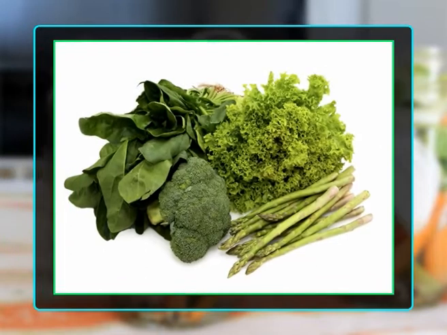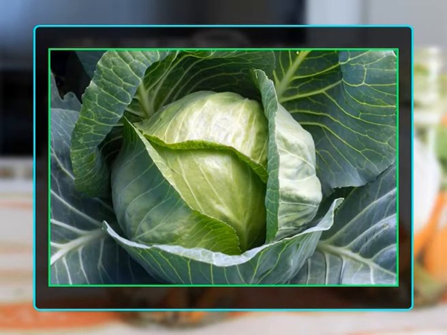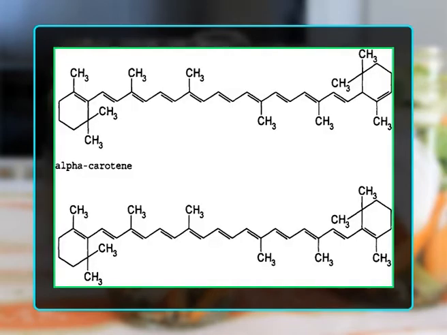Generally, green leafy vegetables are good sources of vitamins and minerals. They are rich in carotenes which get converted to vitamin A. Among all the greens, colocasia leaves contain highest amount of carotene and cabbage has the least. Alpha-carotene are also good antioxidants.